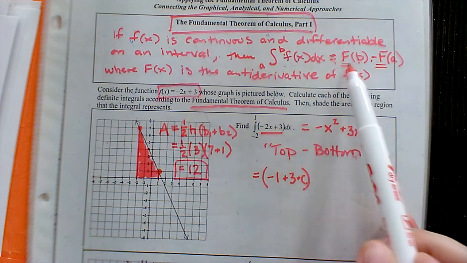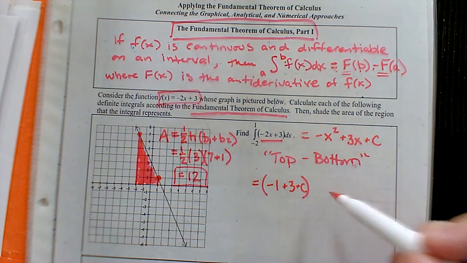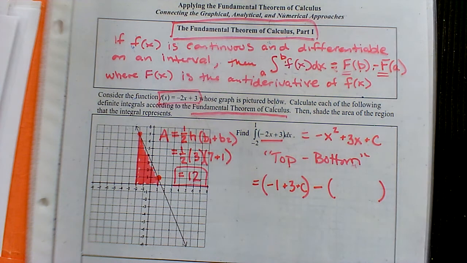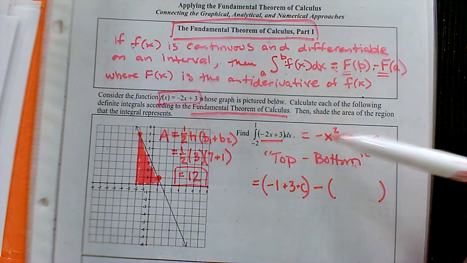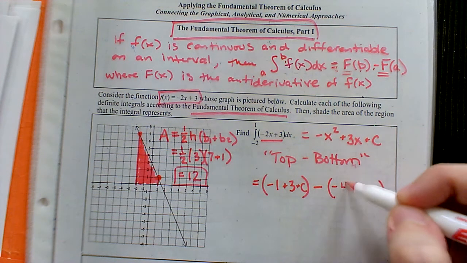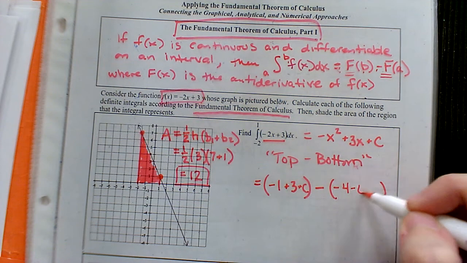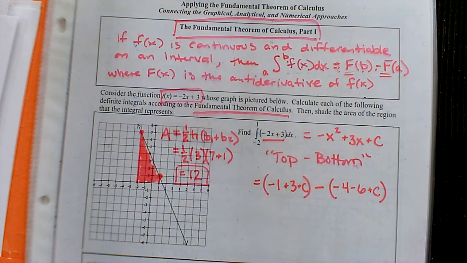So this is what we get. This is representing the f of b part. We found the antiderivative, and we plugged in the top bound. Now we're going to subtract what we get when we plug in the bottom bound. So we're going to plug in negative 2. Negative 2 squared is 4, but we have that negative out front, so it's going to change it to negative 4. If we plug in negative 2 for the next x, we have negative 6, and then we simply have that plus c.